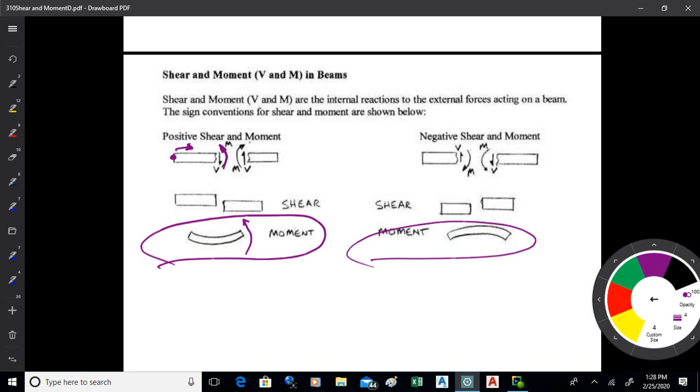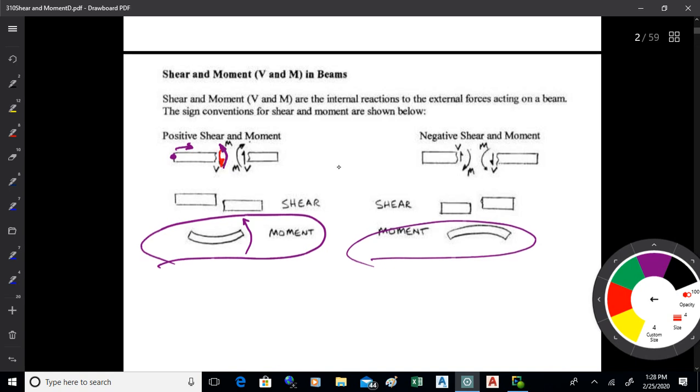So probably not going to be able to forget that even if you want to, right? Now, the shear is kind of a funny one. Positive shear, as you work your way left to right, is actually positive down. It's kind of funny, but that's how it works. So we have to remember that.